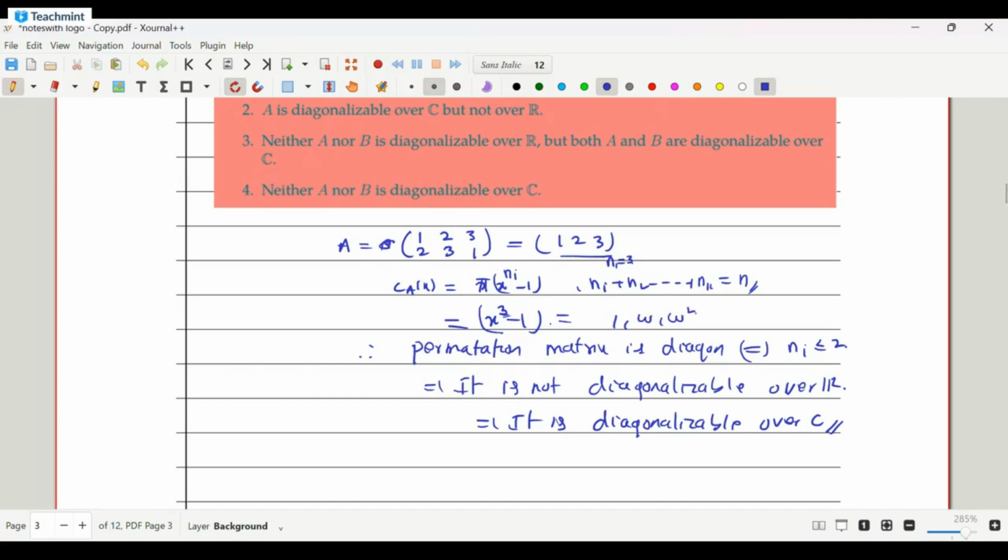1, omega, omega square, all are distinct, sir, complex numbers. So it is diagonalizable over C but not over R. And similarly, what is B, sir?